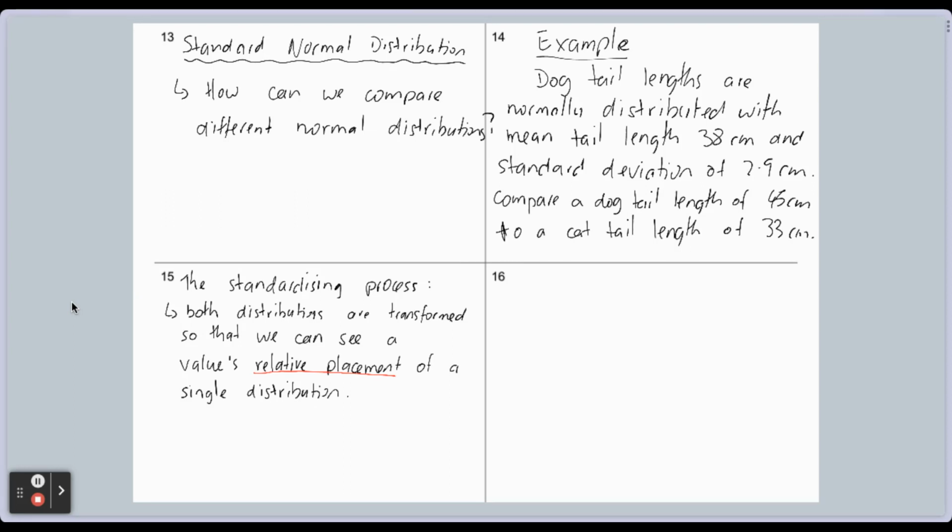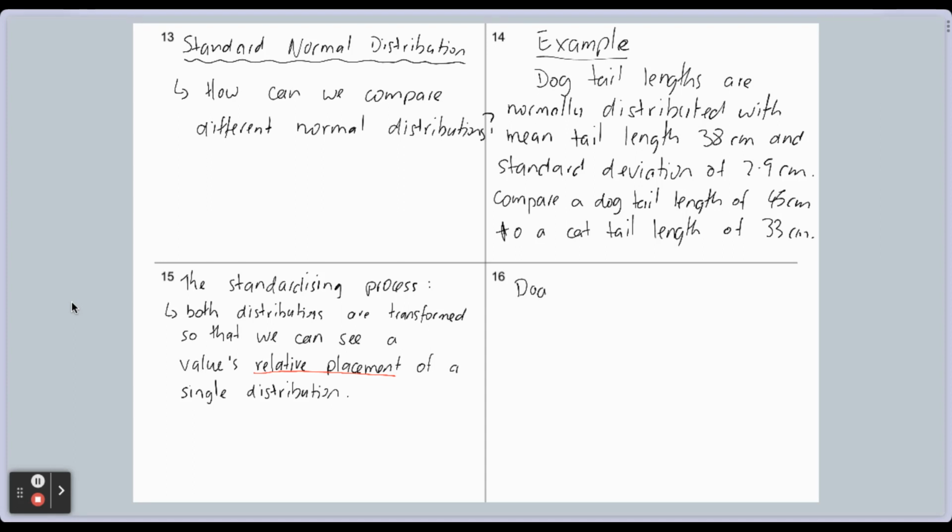Very well done. You have passed kindy maths. However, what it doesn't tell us is how long that dog's tail is relative to all dogs, compared to how long the cat's tail is relative to all cat tail lengths. So which animal has a longer tail for its species? Don't know. It's hard to tell. So what we're doing is this kind of idea.